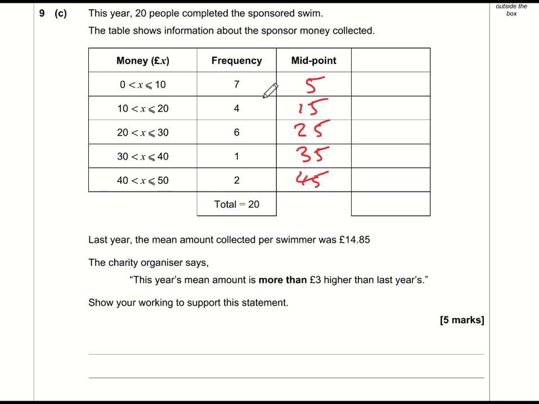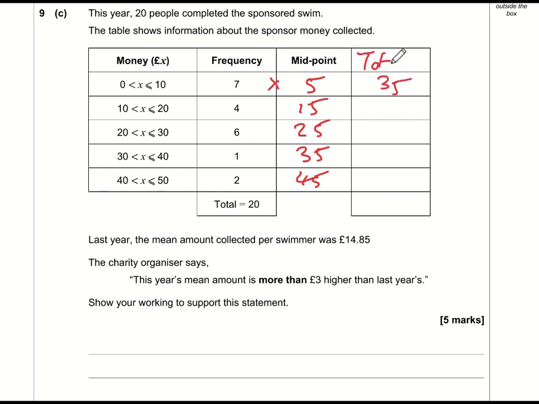Now why are we doing this? Well, we know that 7 people collected between £0 and £10. Maybe all 7 people collected £10, or maybe they all collected 1p, we don't know. So what we're doing is we're assuming that they all got £5 each. That's the best assumption, exactly halfway through this group here. So the total raised by these 7 people is going to be 7 multiplied by 5, which is 35.